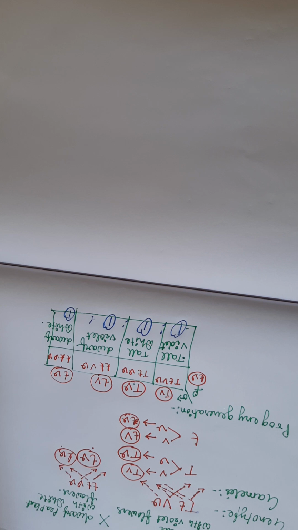Because please remember, like in the examples we have discussed, capital T capital T and capital T small t will express the same phenotype, but genotypically they are different. Similarly, capital V capital V and capital V small v will express the same phenotype, but genetically they are different. Having said this, I think I have been able to make you properly understand the concept of test cross and back cross.